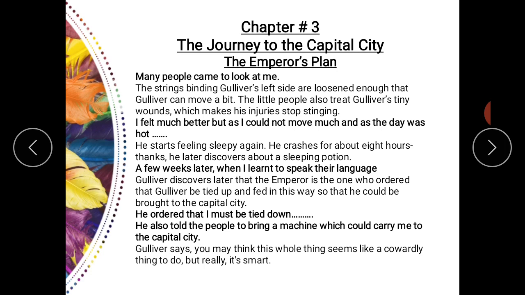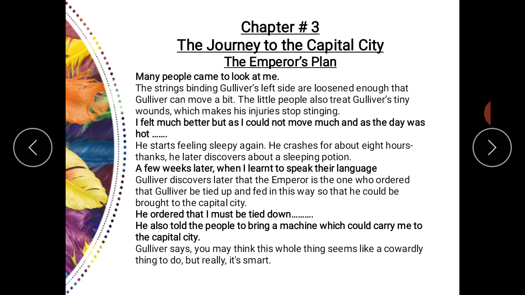So why was he tied down? Why was the sleeping potion added to his drink? Because the emperor wanted to take him to the capital city. He ordered that I must be tied down. He also told the people to bring a machine which could carry me to the capital city.